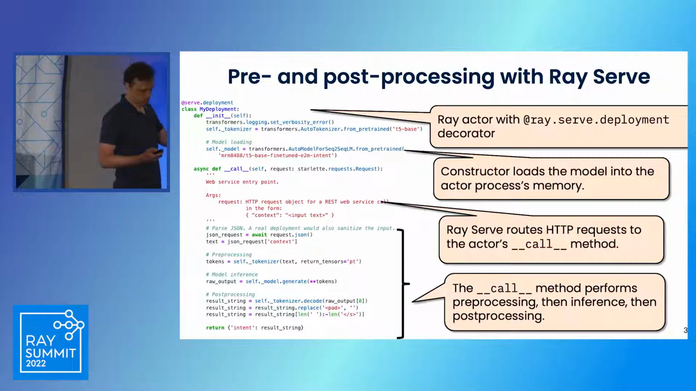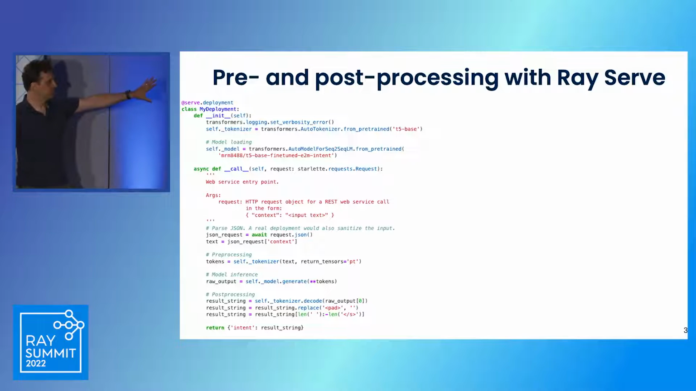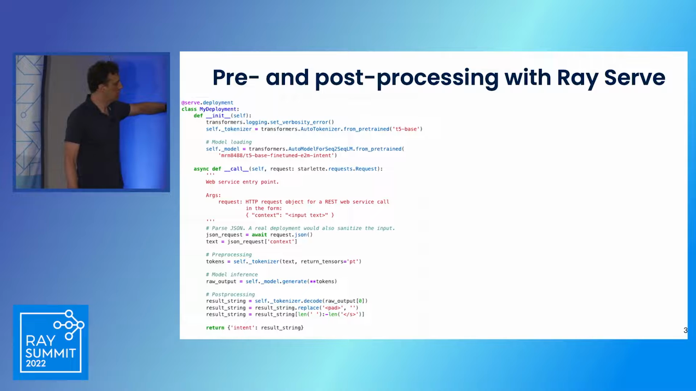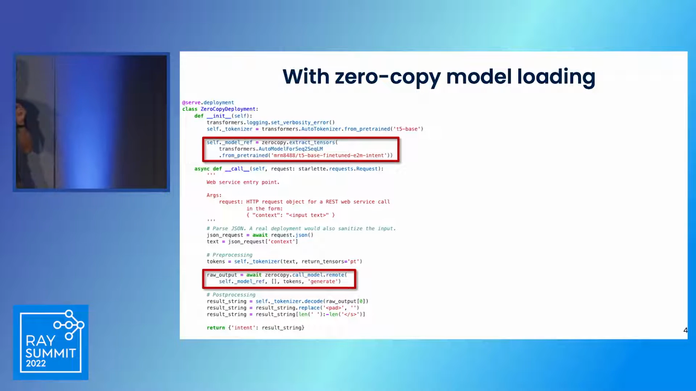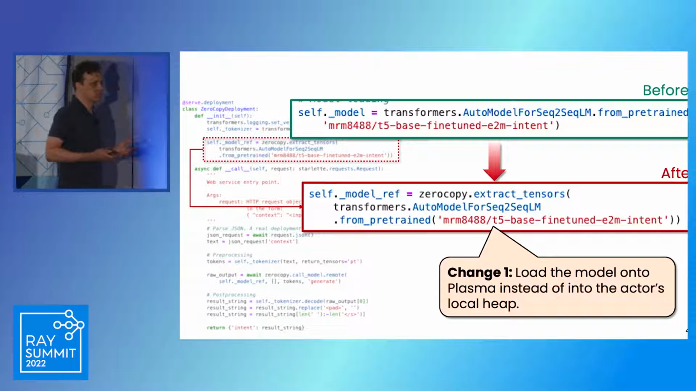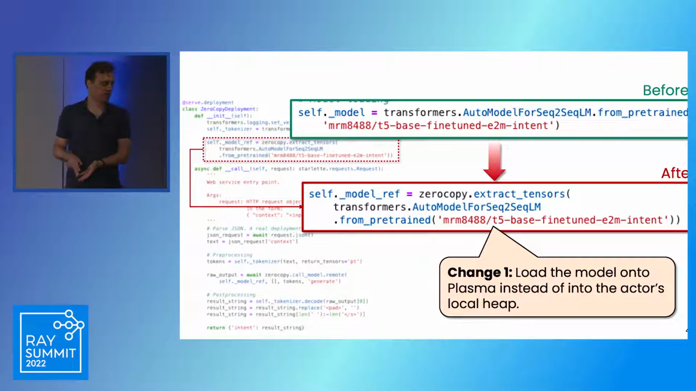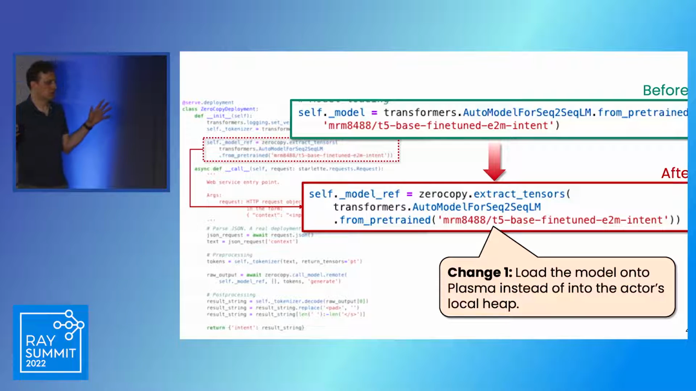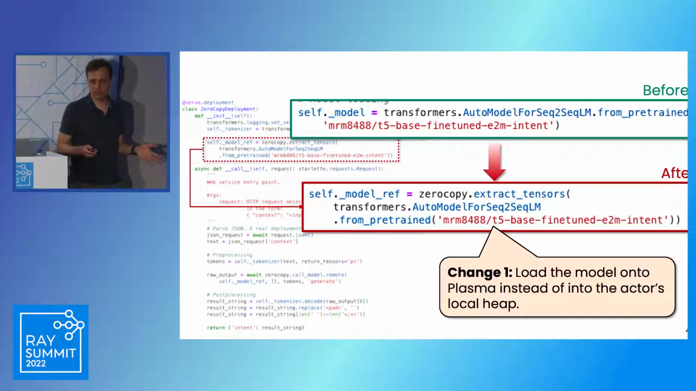To do this with zero-copy model loading, though, all we do is we take this code for deploying on Ray Serve, and we change 2 lines. In the constructor, where we're loading the model, instead of loading the model into the actor process's local memory, we read in the model and then immediately write it out to Plasma. Now the actor process's local memory goes back to a very small size because it doesn't have a persistent copy of the model around.